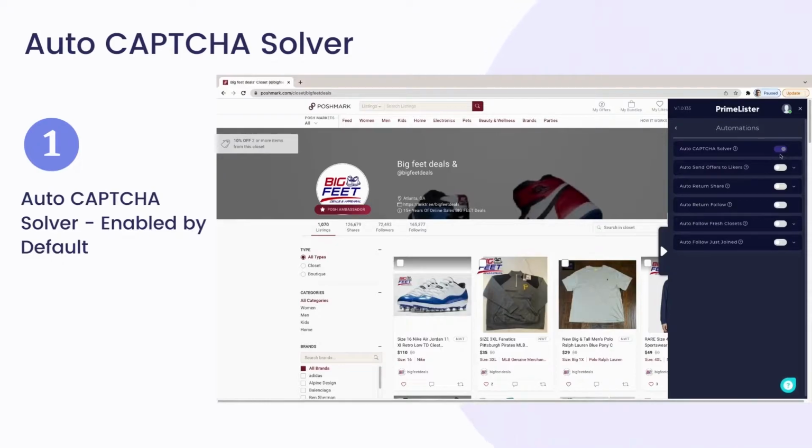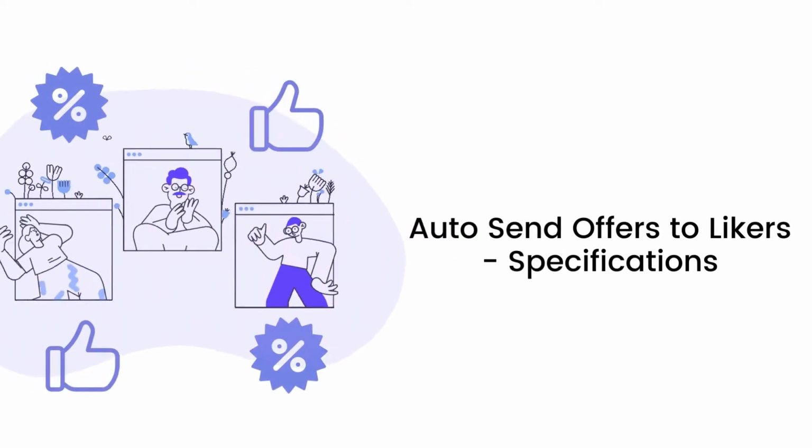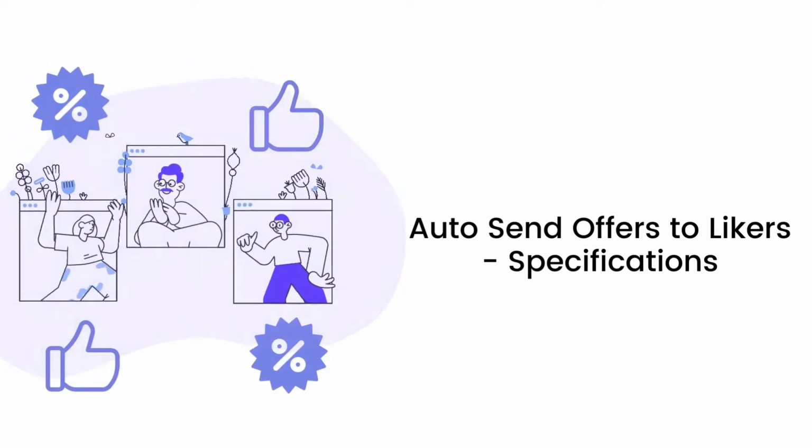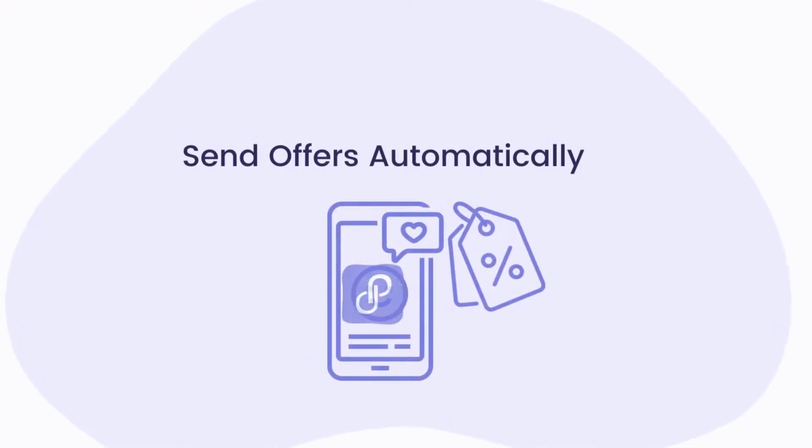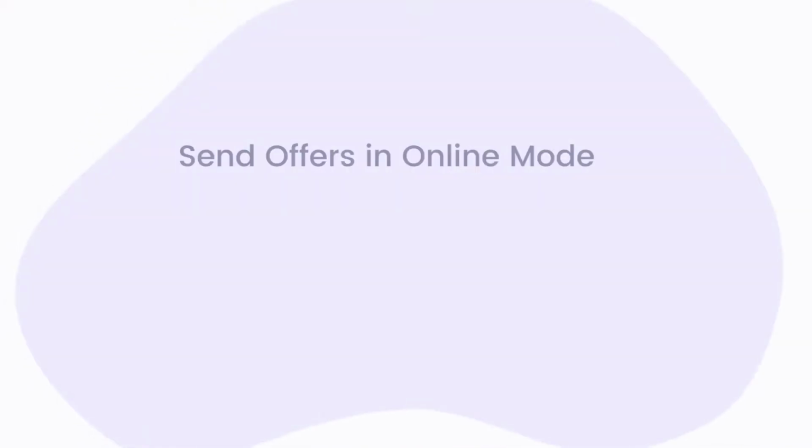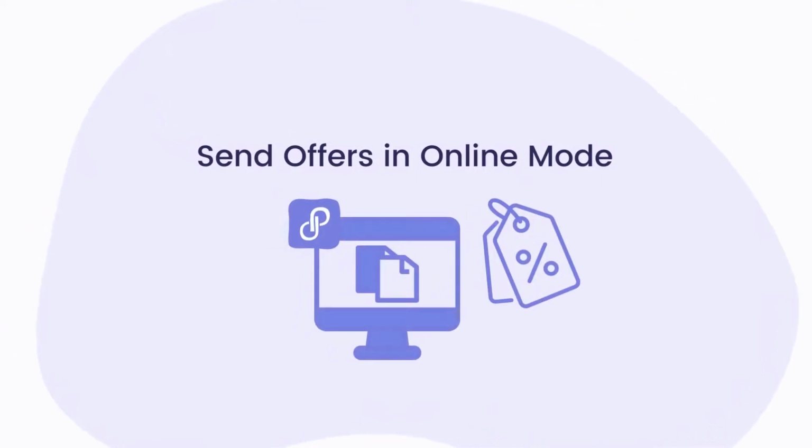The Auto CAPTCHA Solver automation is enabled by default and it cannot be disabled. Let's see what we can do with the Auto Send Offers to Liker automation in the PrimeLister extension. You can send offers to likers automatically whenever a Poshmark user likes your items. You can send offers to likers automatically only when your PrimeLister extension is online.